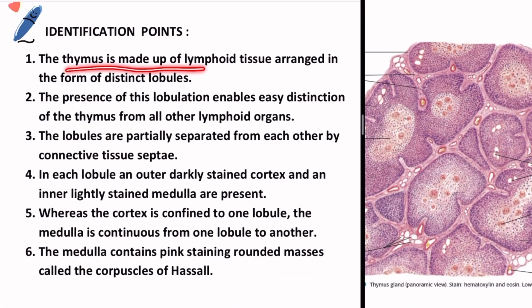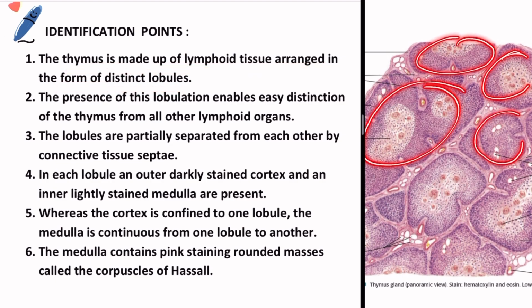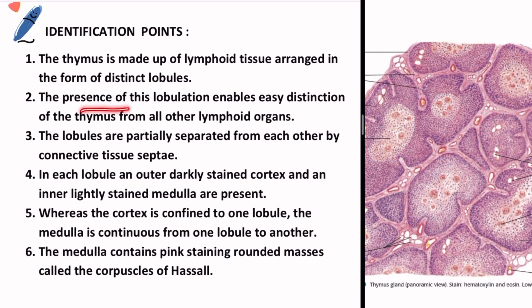Thymus is made up of lymphoid tissue arranged in the form of distinct lobules. So you can clearly appreciate the lobules of the thymus here. Presence of this lobulation enables easy distinction of the thymus from all other lymphoid organs like spleen, palatine tonsil, and lymph node, as lobules are only present in thymus.